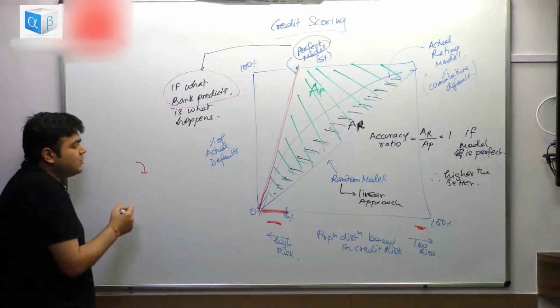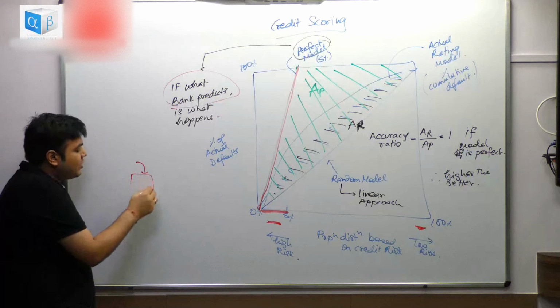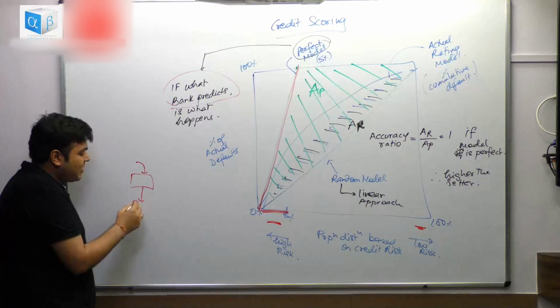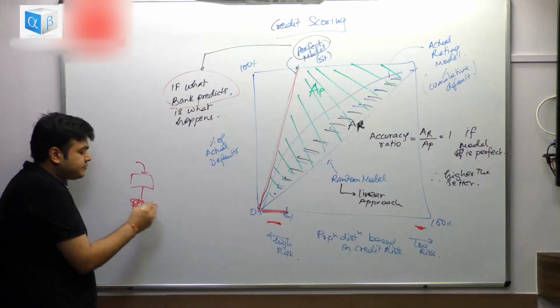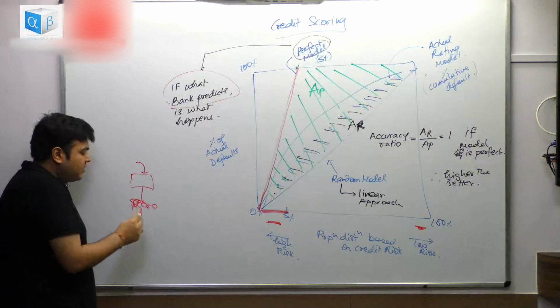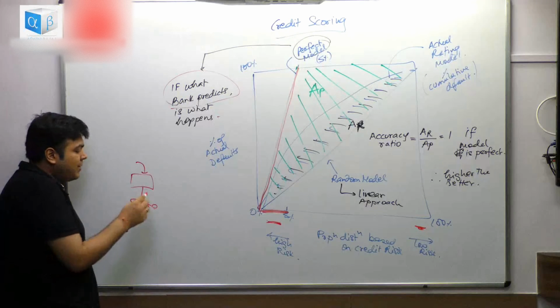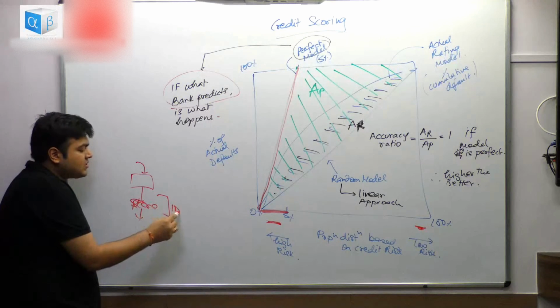You go to the bank to take a loan. The bank will take your profile. Based on the profile, the bank will give you a score and you will be getting a loan. Now, say for example, there are 100 customers.